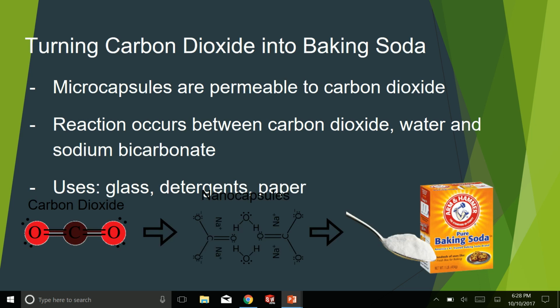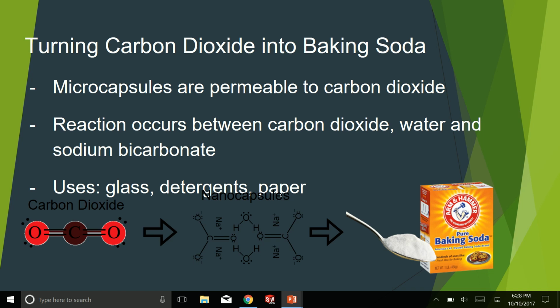A more practical use is turning carbon dioxide into baking soda. Microcapsules permeable to carbon dioxide that contain dissolved sodium carbonate and water are used to capture the carbon dioxide and convert it into the usable form of sodium bicarbonate, also known as baking soda. Inside of the microcapsules, the reaction occurs that forms baking soda from carbon dioxide, water, and sodium carbonate.